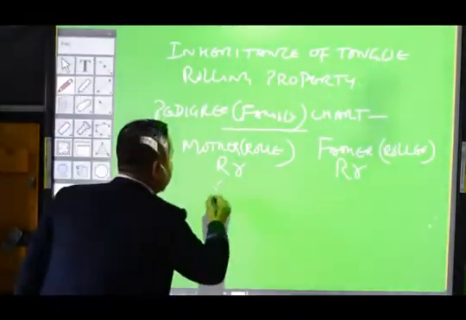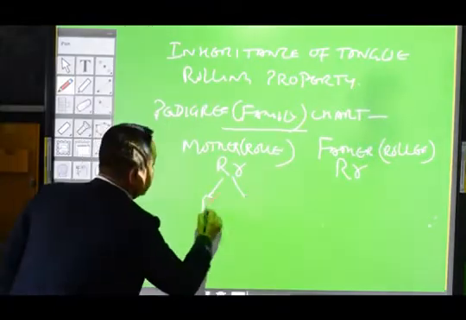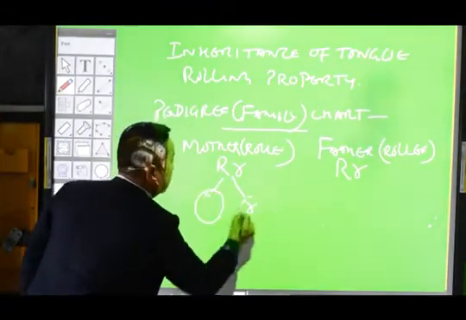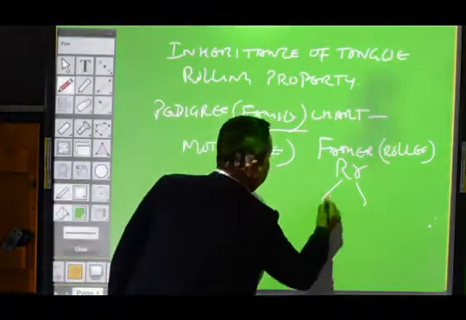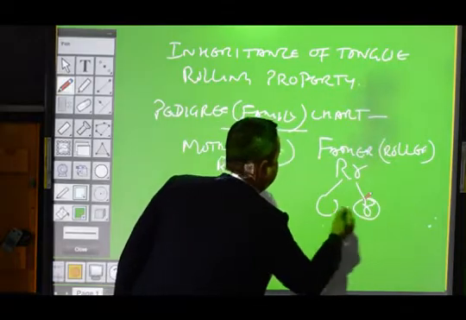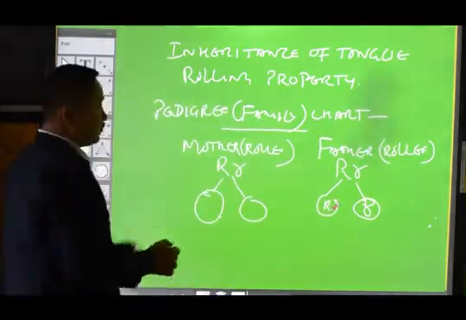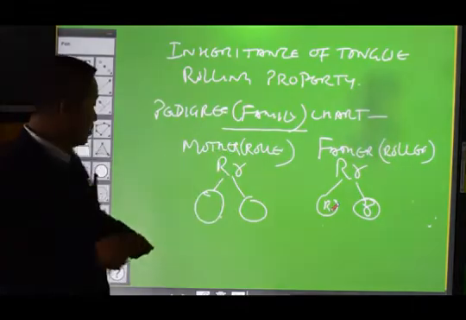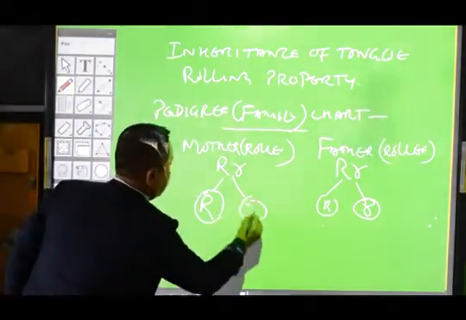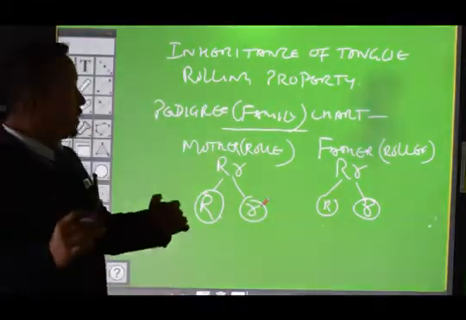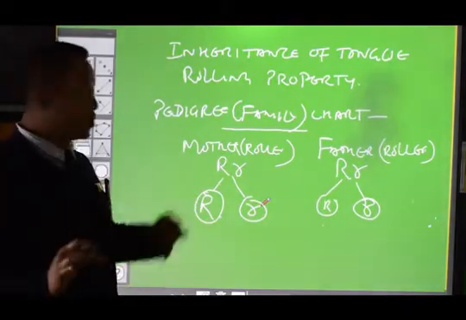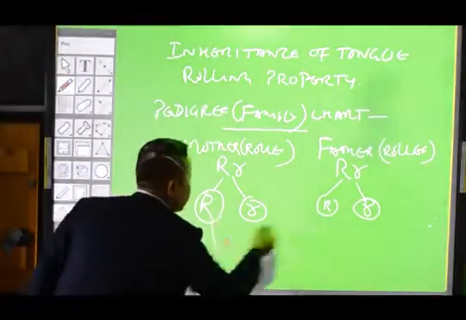Okay, so if we break this gene, it becomes like this. So, when they cross, they are going to produce the 4 children. So, 4 children will be having these combinations.